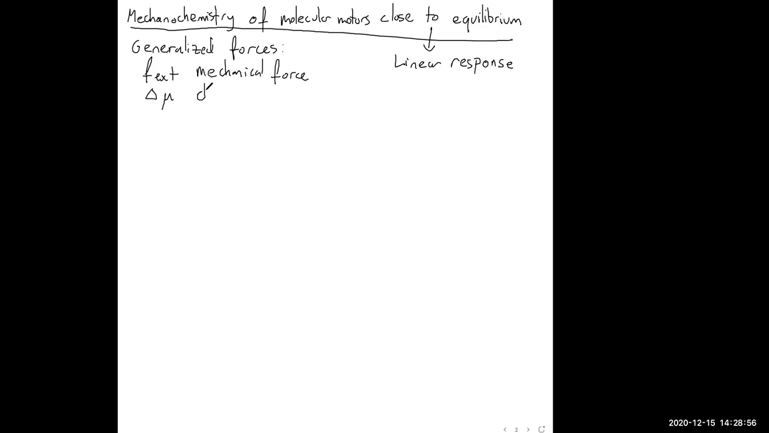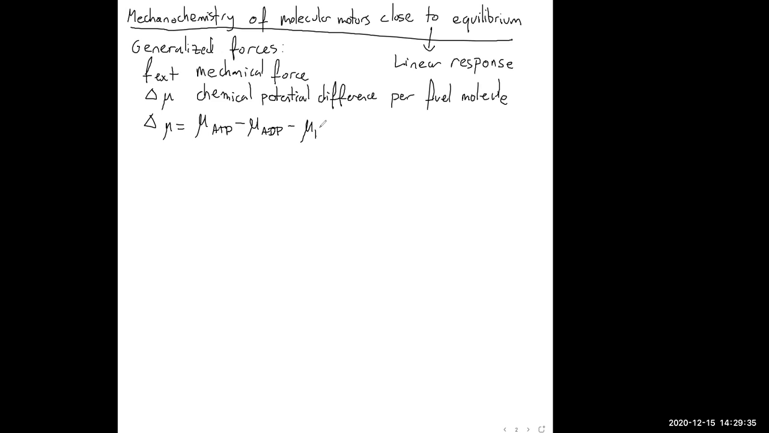Okay, this is the chemical potential difference per fuel molecule. This tells you how much energy the hydrolysis of a single ATP molecule gives you. So delta mu in reality is the chemical potential of ATP minus the chemical potential of ADP minus the chemical potential of P.